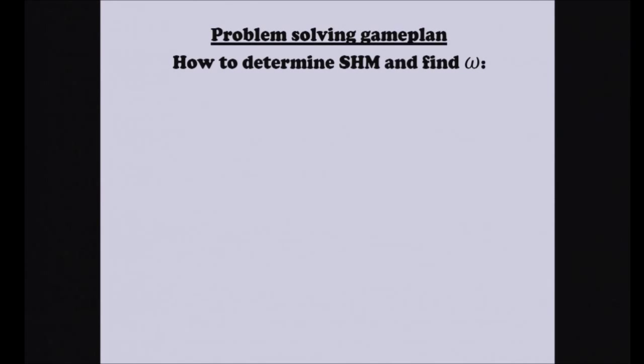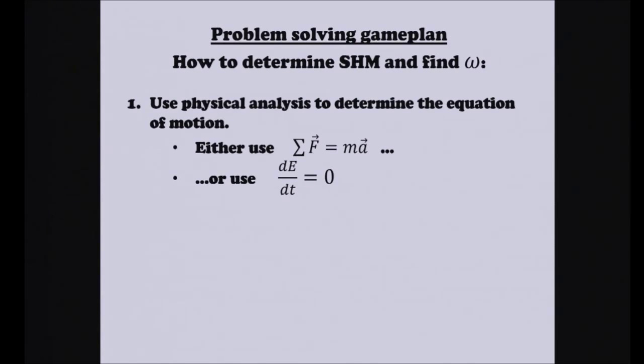So that's a little intro to how to do these. But let's talk about the game plan in general. How do we solve simple harmonic motion problems and find omega? There's two main strategies that we're going to talk about.